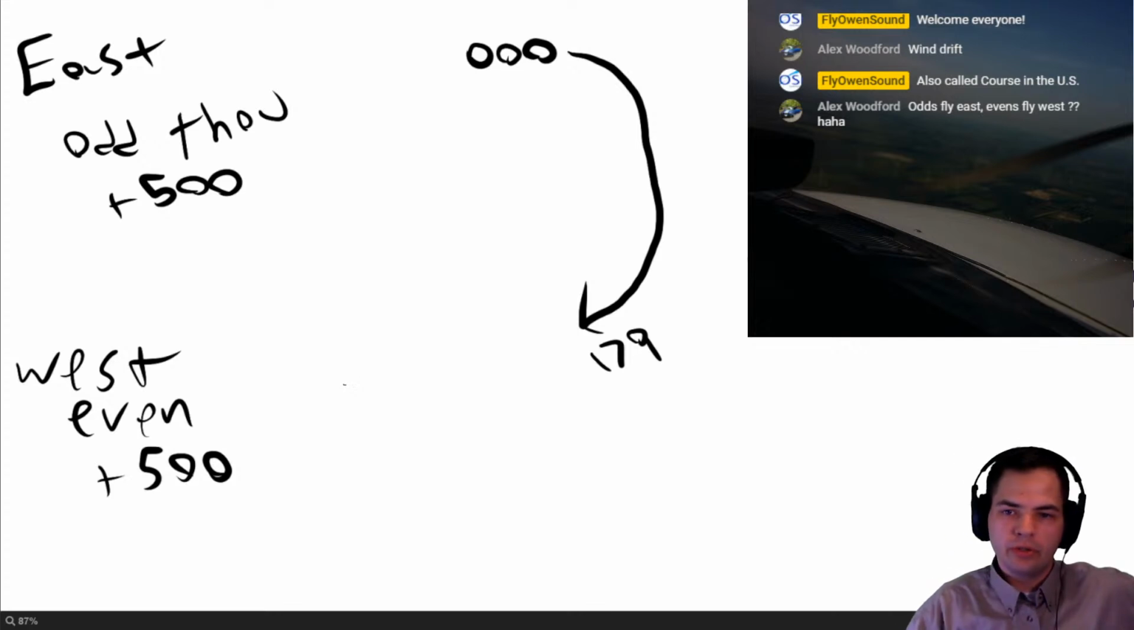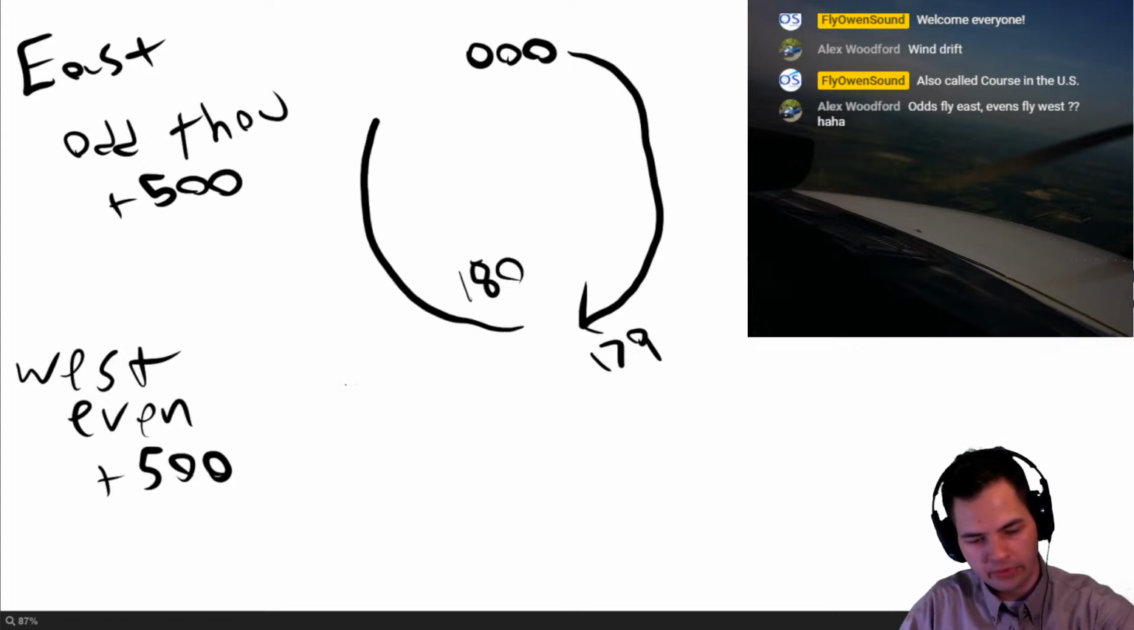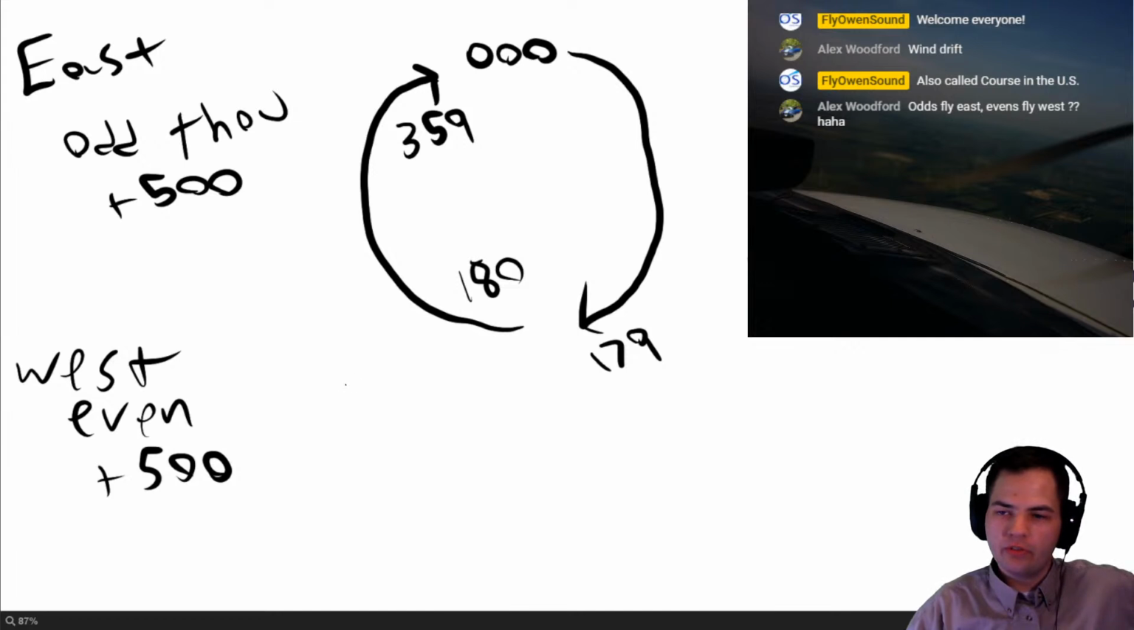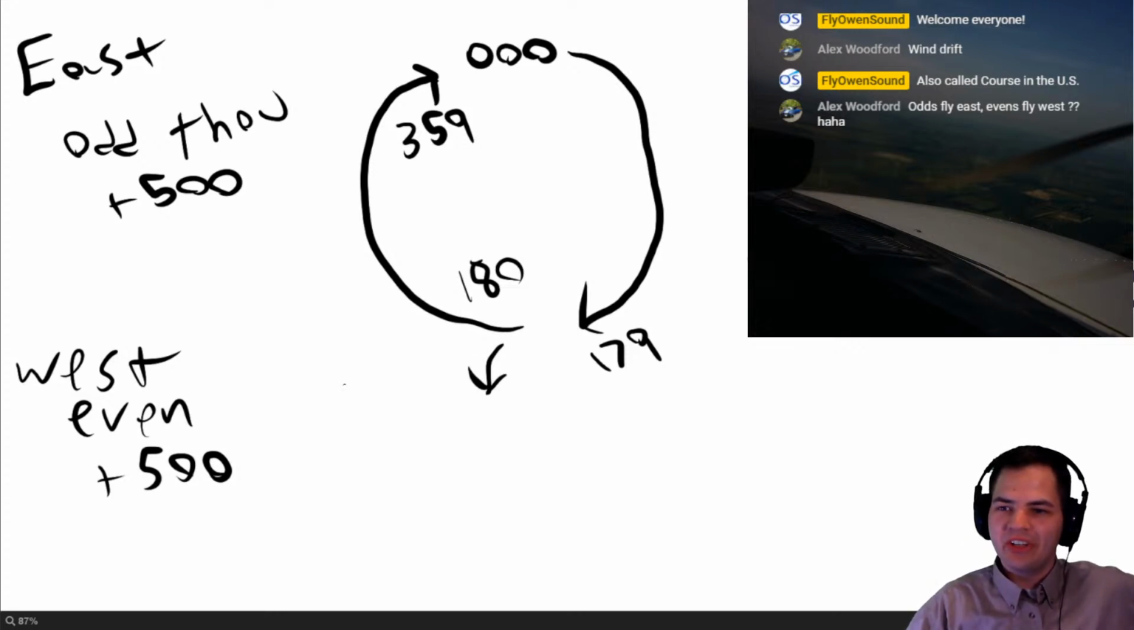That is your easterly headings. And then from 180 around to 359, those are your westerly numbers. So you might think, okay, 181, that's in here somewhere. We should be using a westerly number, so we should be in even thousands plus 500.